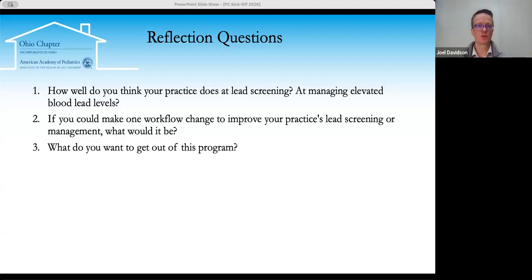The second reflection question is, if you could change one thing in your workflow to improve your practice's lead screening or management, what would that be? And then the third question is, what do you want to get out of this program? So I'm going to have us all pause for a minute. I'm going to stop talking, and we're going to take 3 minutes and have you write down those responses.